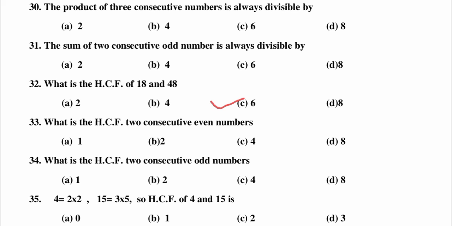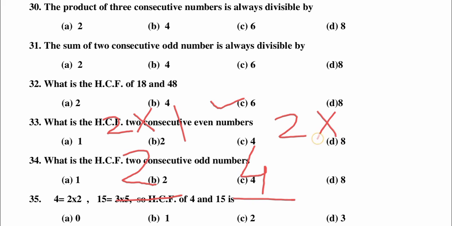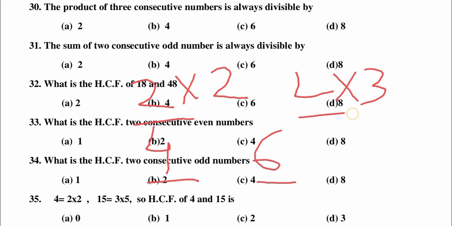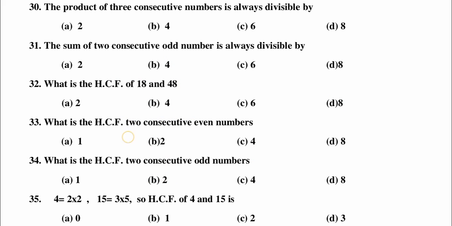Question number 33. What is the HCF of two consecutive even numbers? We take two consecutive even numbers 2 and 4, and now we find the HCF of both. So here 2 ones are 2 and 2 twos are 4. Which is the common factor here? It is 2, right? Then after that we check one more pair of two consecutive even numbers. 2 twos are 4 and 2 threes are 6. 2 is common in both, so the HCF of 4 and 6 is 2. So the answer is 2.